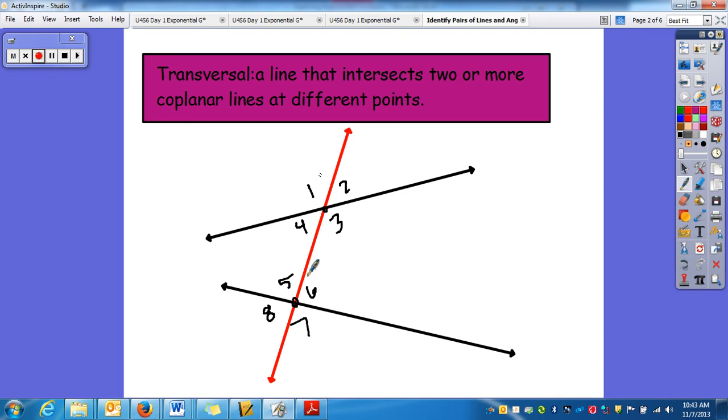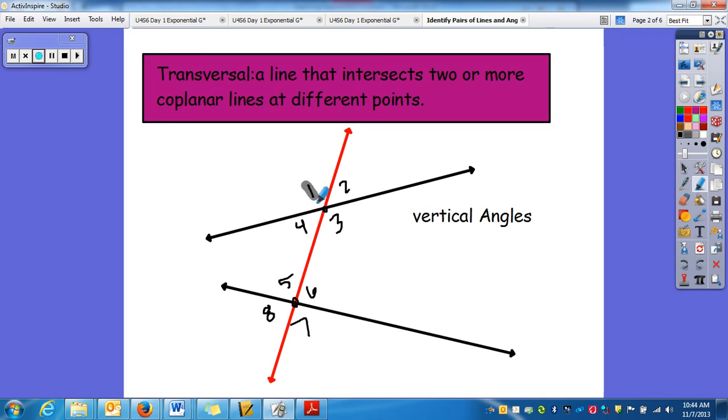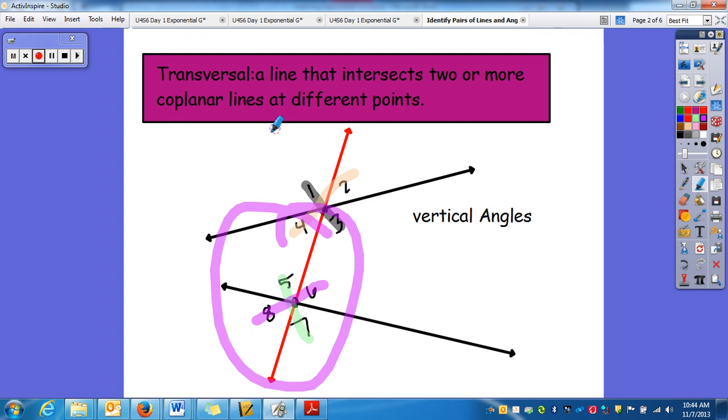There are special names for different pairs of these angles. The ones that you have already learned are vertical angles. You already know about vertical angles, and you have different pairs of them. So let me highlight those right here. You have 1 and 3, 2 and 4, 5 and 7, and 6 and 8. So you have all those angles right here.